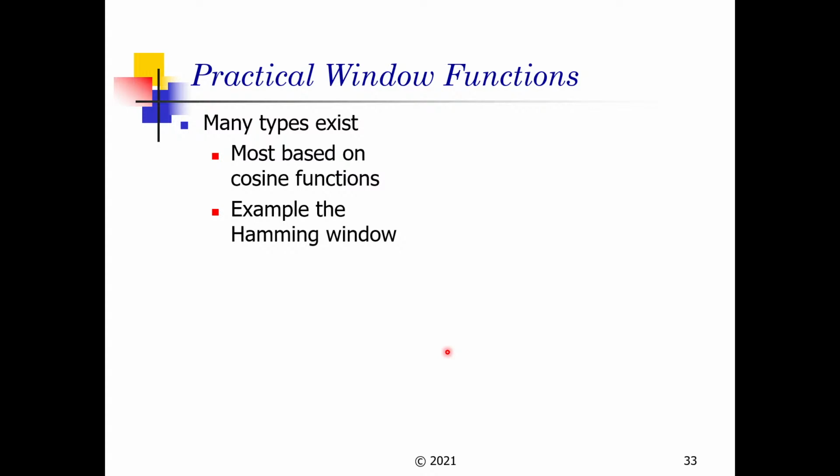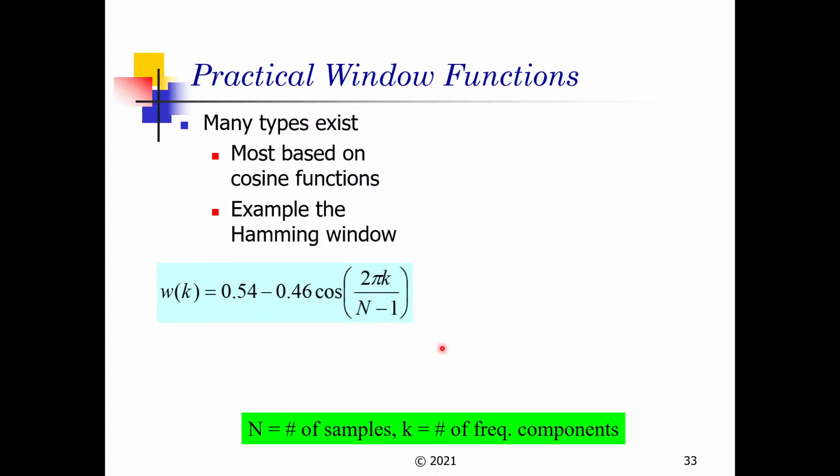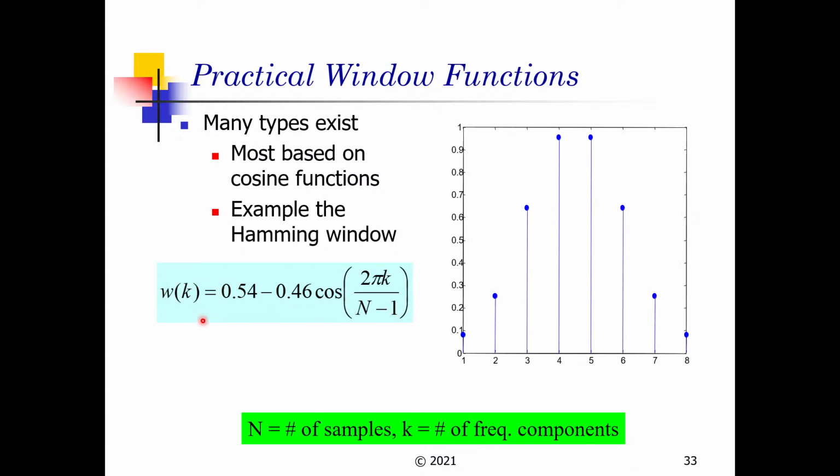Now, there are other types of windows that you can use that will have a nice gradual effect instead of that sharp edge that we saw for the rectangle, as the triangle window does have a linear edge as well. So we can use what we refer to as the Hamming window here, given by this W of k equation, which is 0.54 minus 0.46 cosine 2 pi k divided by n minus 1, k being the frequency components, n is the number of samples.